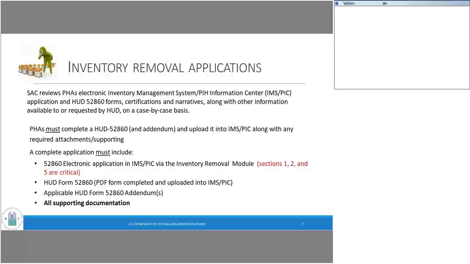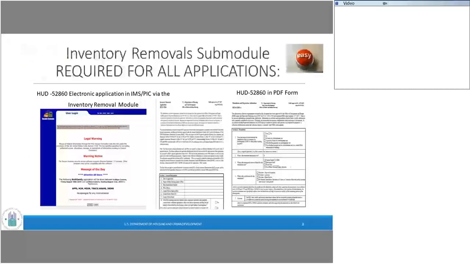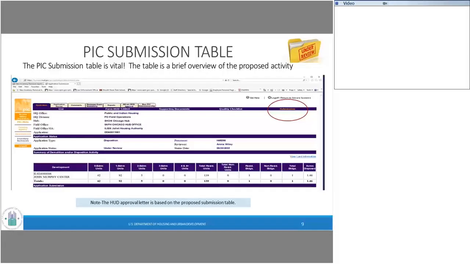Here we have, you all can't see me, but on our far left, we have the electronic 52860 application, as we know it, the PIC. On the right is our 52860 and our 52860A PDF form application. Again, all applications must be completed and submitted to SAC for review. In processing an application, the first thing that a reviewer does is look at the submission table.